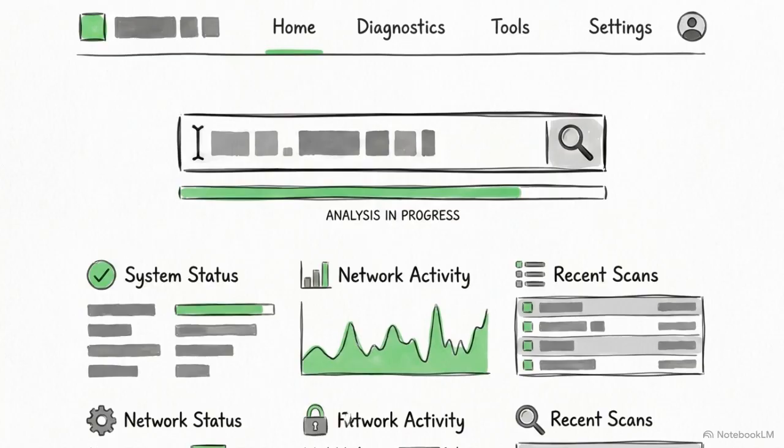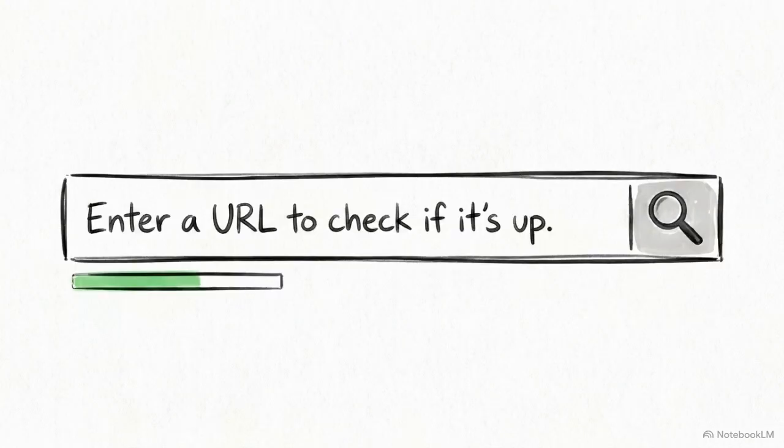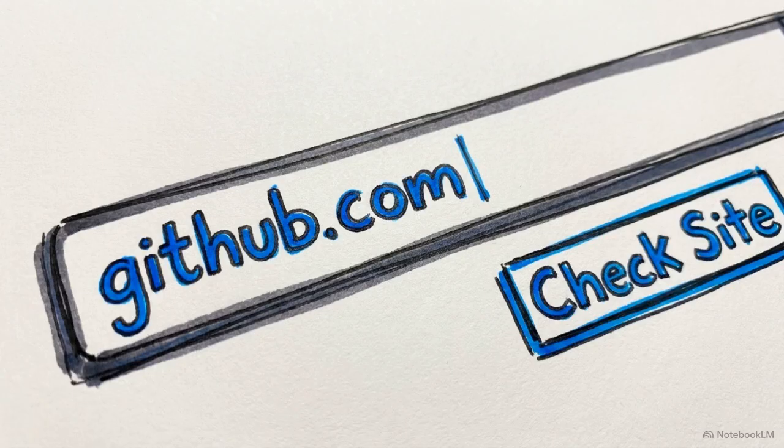Start by opening the ToolStack Dev utility page and locating the Website Down Checker tool. You'll find the main URL search bar right at the top. Paste your target URL into that bar and hit the check button to launch the query.